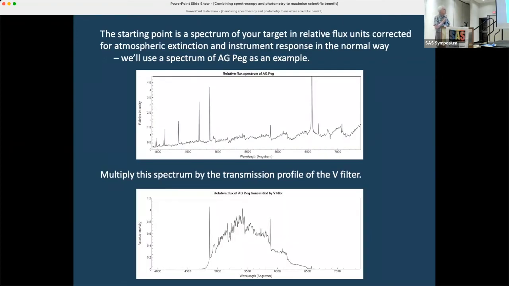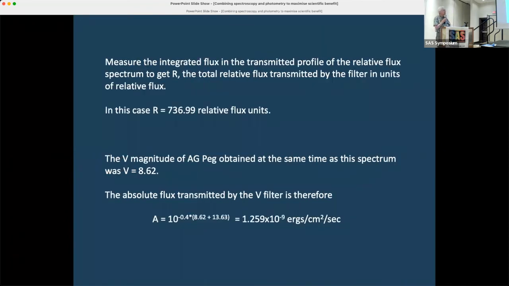So what you need is to go and take a relative flux spectrum of your target, corrected in the way I've described for atmospheric extinction and instrument response in the usual way. Use as an example a spectrum of another symbiotic, AG Pegasi. You multiply that spectrum by the transmission profile of your V filter, you get the results at the bottom. Next slide, please.